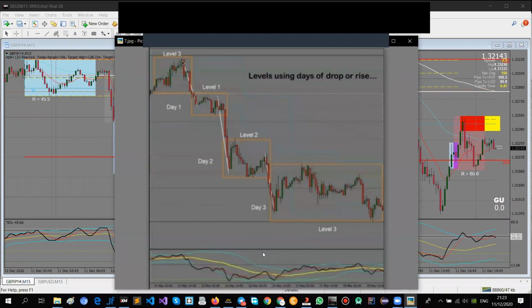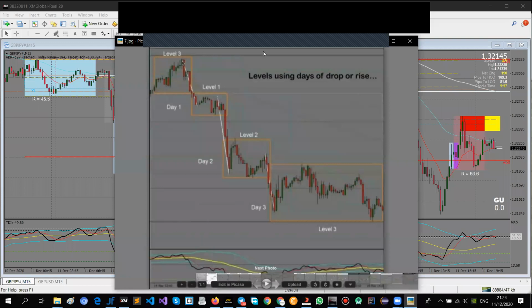Levels using days of rise and days of drop. This one is a perfect example now. As you can see here, day 1 forms level 1, then going into day 2, that's Tuesday, level 2, then day 3 giving us level 3, and that's Wednesday. Then thereby expecting the market to reverse. Perfect. So sometimes the levels may be perfect and sometimes it may also not be perfect.